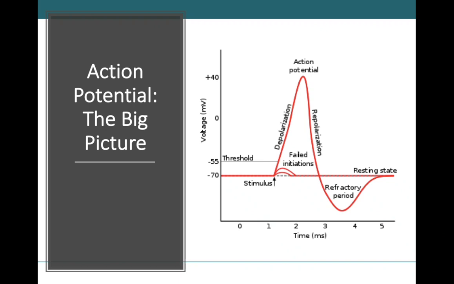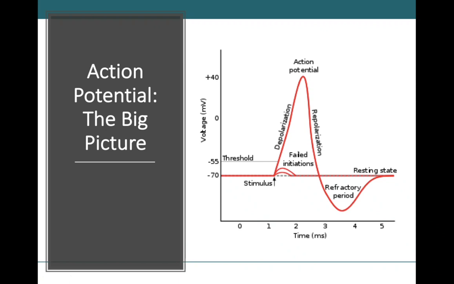So this picture shows us what an action potential would look like on a graph. On this particular graph, we see time on the x-axis and we see voltage on the y-axis. Voltage is in millivolts, which we know is our units of our resting membrane potential. We can also see that this right here is the resting state. This is at negative 70 millivolts, and that's where a typical neuron is going to have its resting membrane potential. So some type of stimulus is going to excite our neuron. That's going to cause a depolarization.